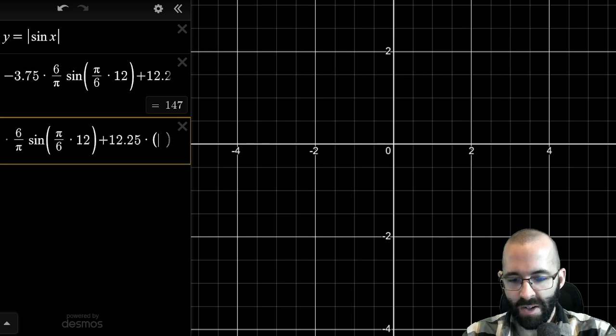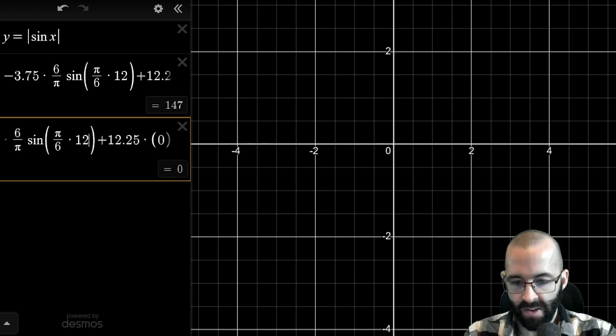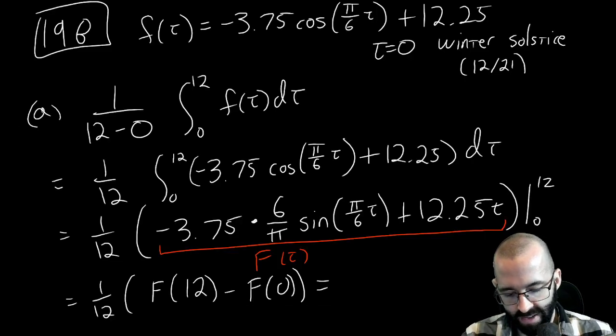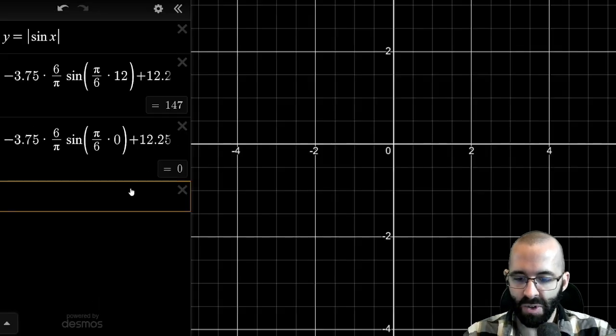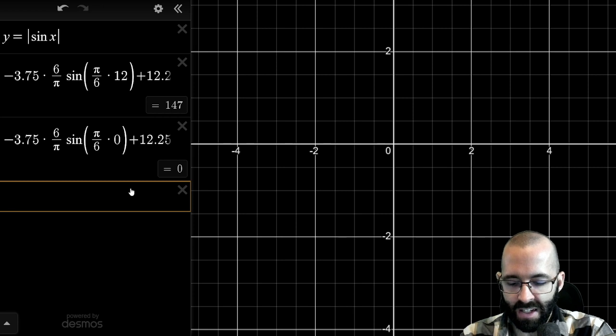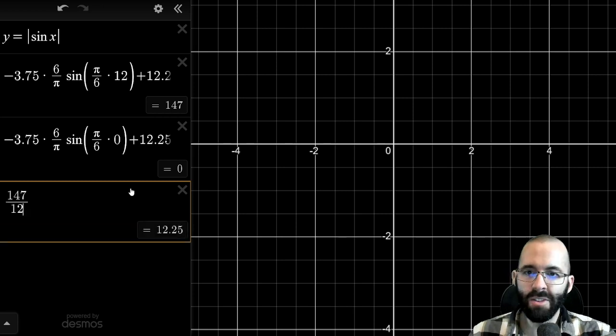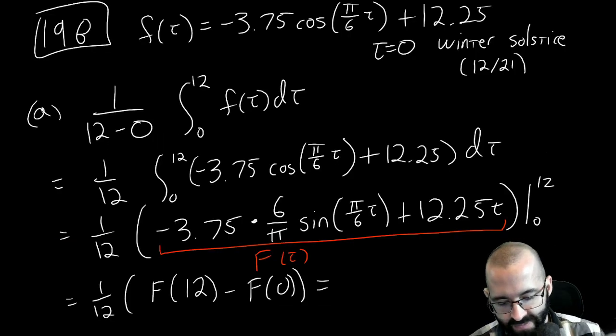And now we plug in 0. There are only two places where we plug in the things. f of 0 is 0, so f of 12 is 147, f of 0 is 0. So we're going to get 147 divided by 12, and we're going to get 12.25.